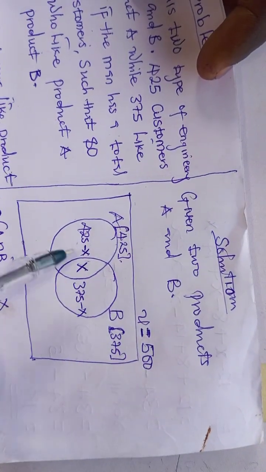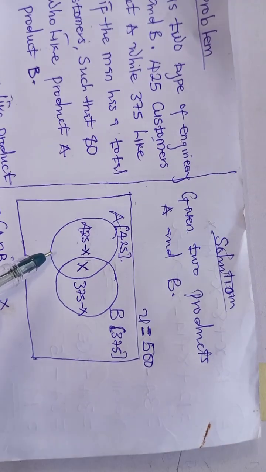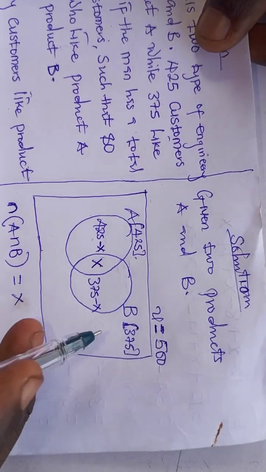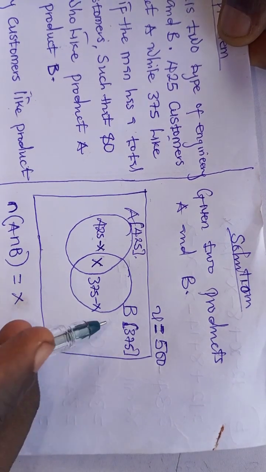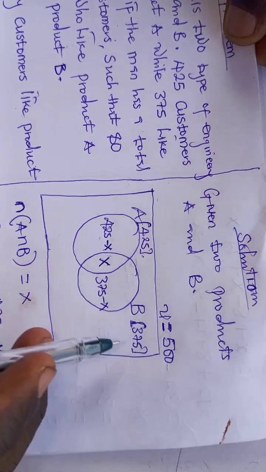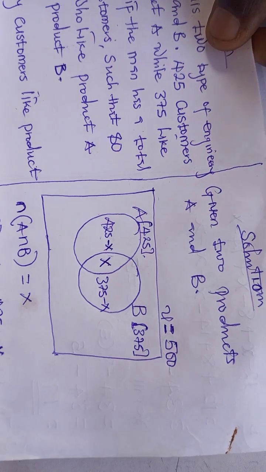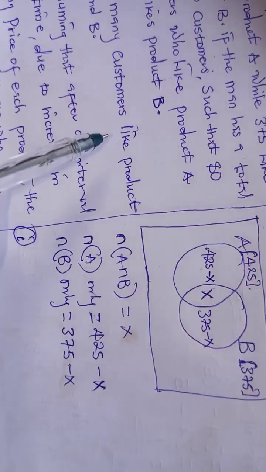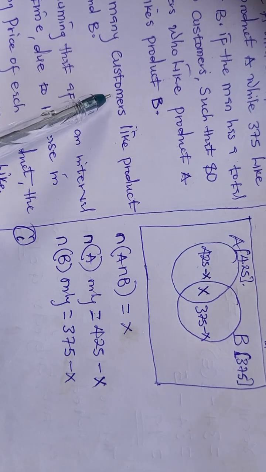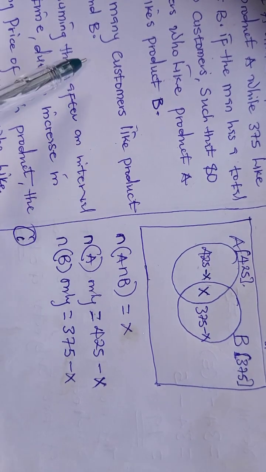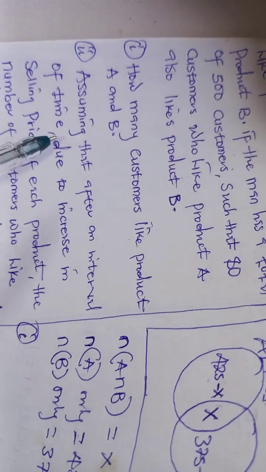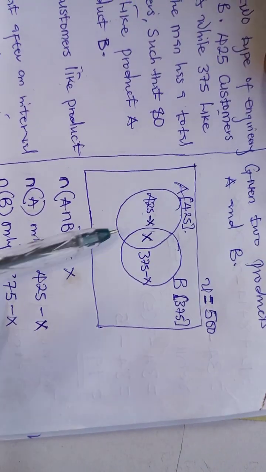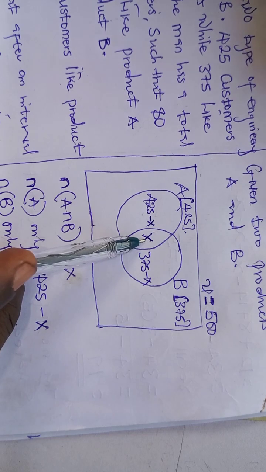So we've ended up entering all the information of the sets in the Venn diagram, as well as the universal set. From there, we're going to solve the first question. We should find the number of customers that like both product A and B. That's the intersection of A and B, which is x.